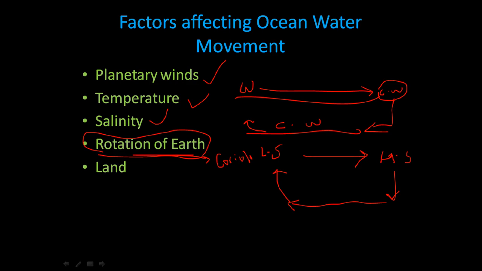Exact effect we will learn in the next slide. And there is something called as land effect. Now suppose this is Brazil and there is this equatorial current coming. It gets split into two parts. One is the Kenyan current and second is the Brazilian current. This also we will learn in the next slide.